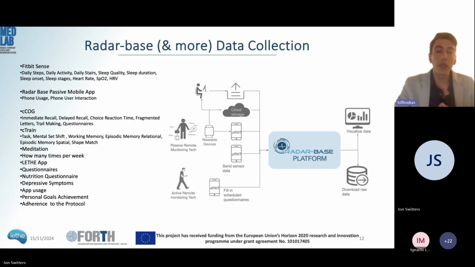We use CCOG and CTrain applications to gather data on various cognitive tasks, such as memory recall, reaction time, and problem-solving abilities. These apps present tasks that challenge different aspects of cognition, providing a detailed look at cognitive function over time. Heart rate variability and sleep data are collected from Fitbit wearables, as well as smoking habits. These metrics help us assess the overall cardiovascular health of participants.